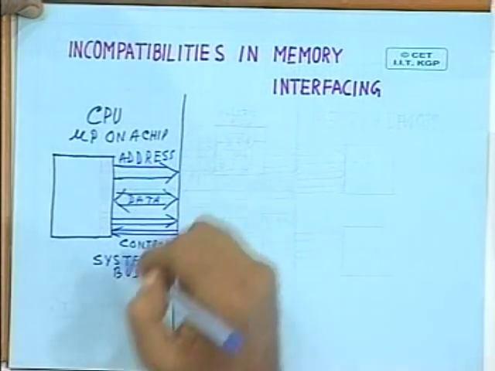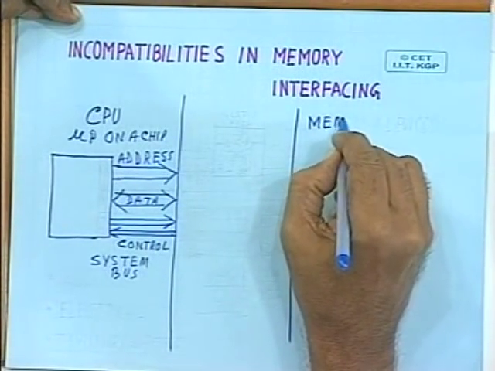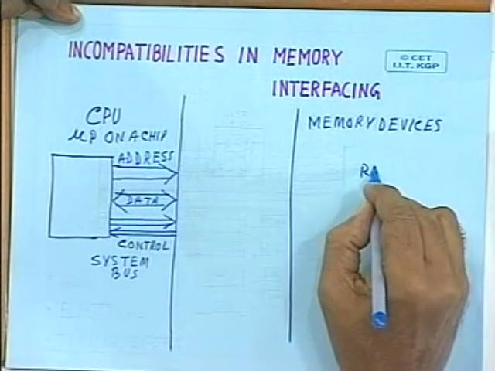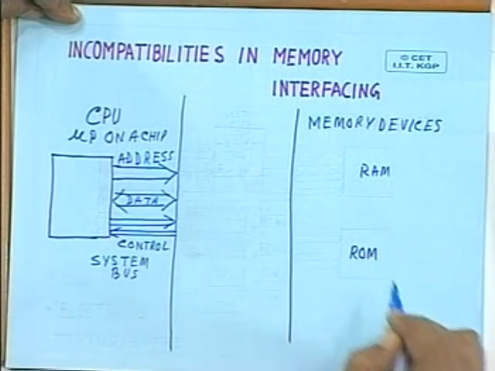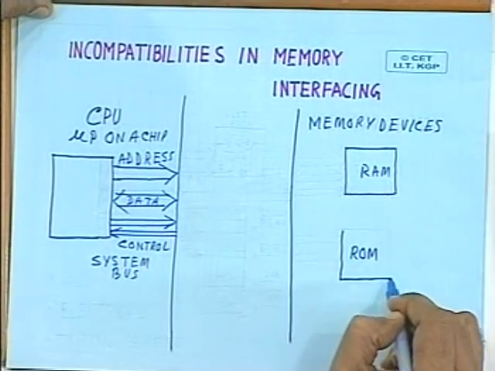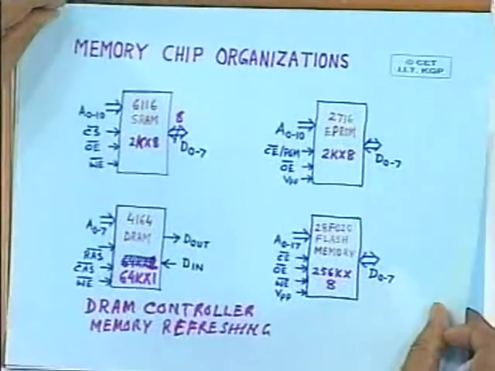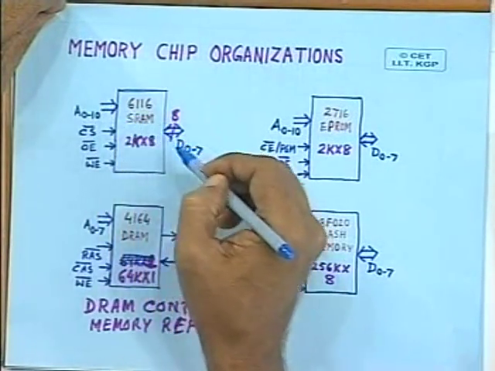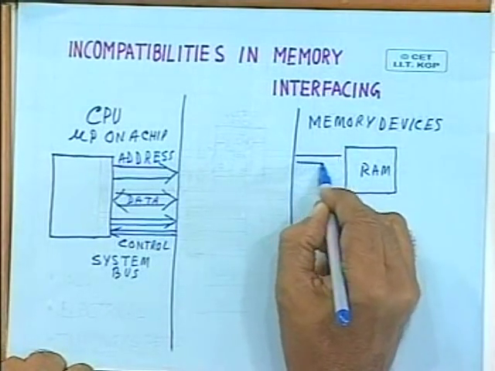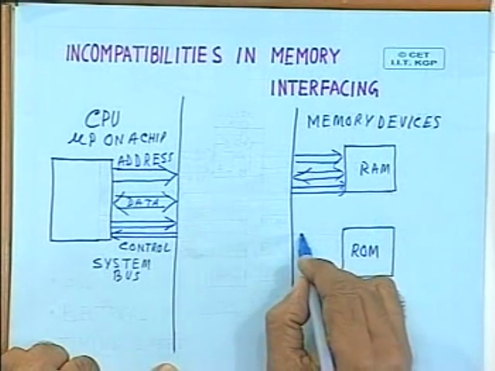Now, this is your CPU side. On the other hand, if you look at the memory devices, here you will have different types of memories. You will require RAM, you will require ROM, at least one ROM and one RAM will be required. So this RAM and this ROM, these two are to be interfaced to the CPU. As you have seen, the RAM and ROM chips have their own signal inputs, address, data, and various signals, as you have discussed. So these are to be interfaced. Here also you will require address, data, and some control signals coming out from this processor.